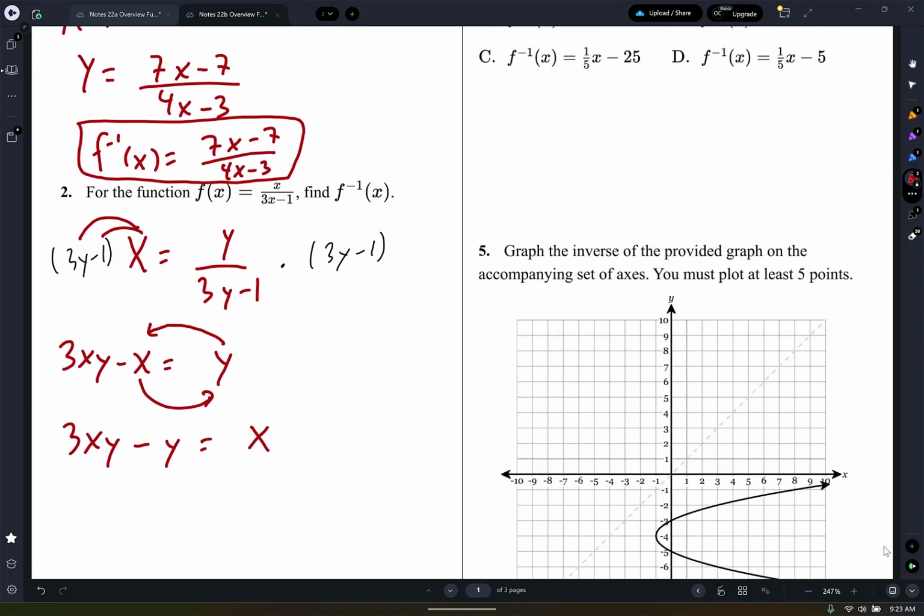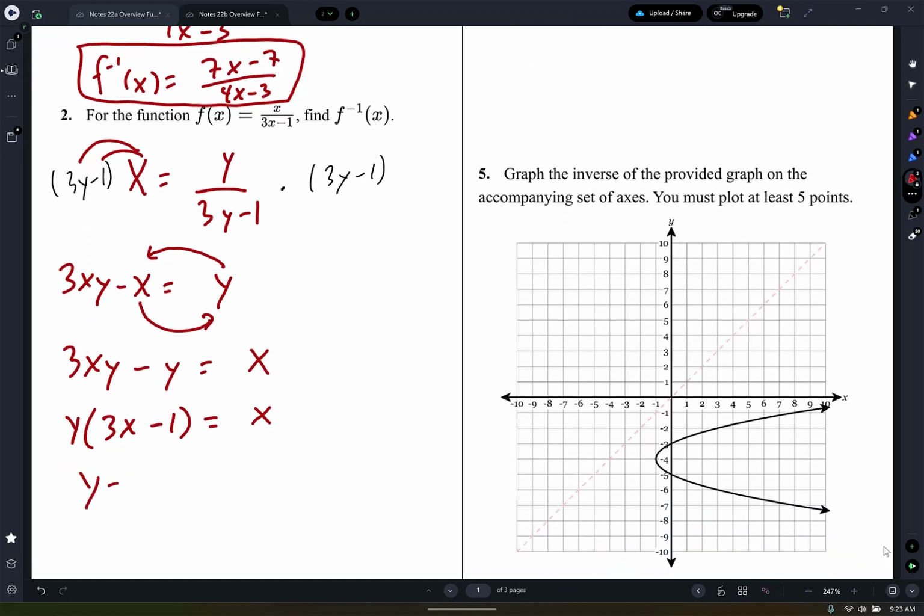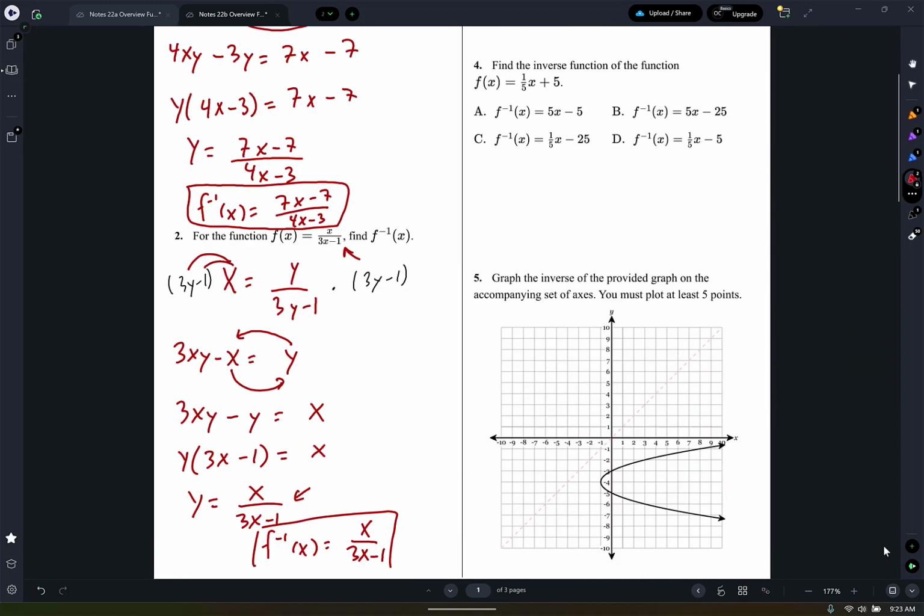Look what's going to happen, guys. I'm going to factor out a y. So here's me factoring out a y: y times (3x minus 1) equals x, and then divide by 3x minus 1. So y equals x over (3x minus 1). OMG, this is a special. f inverse of x is itself: x over (3x minus 1). It reflects over the same line, y equals x, that's why. So it's itself. Cool, right? I thought that was cool.